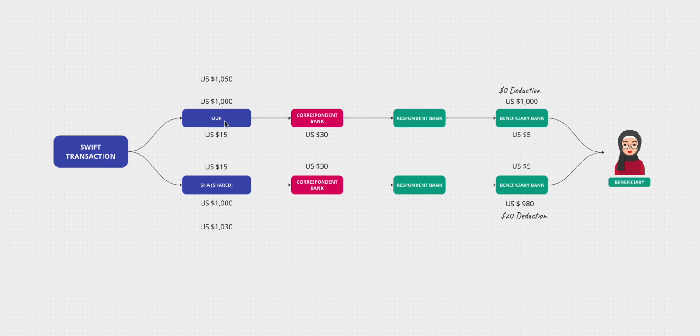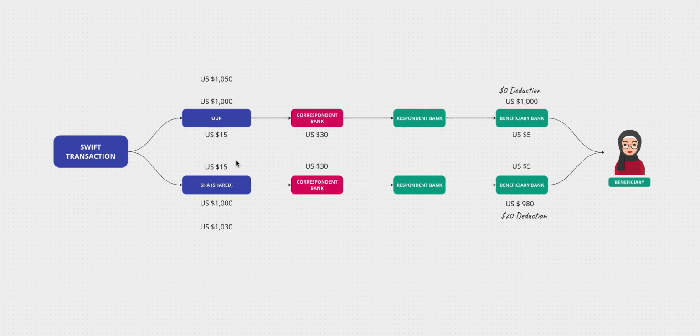You may have seen words like OUR and SHA, and what do they basically mean when you're doing a transfer? So let's talk. In the world of banking and SWIFT transfers, OUR and SHA refer to the different types of transfer charges that are applied to the transaction. And I've got some numbers here. I will go over them, but let's talk about OUR.